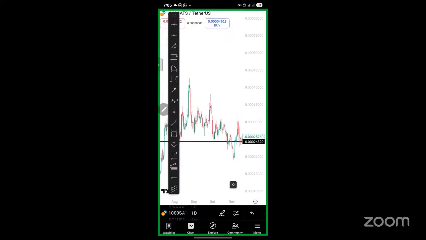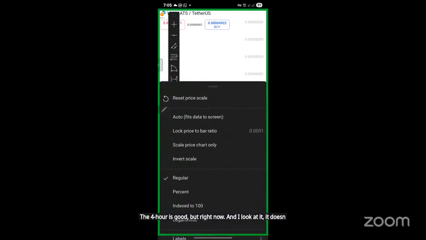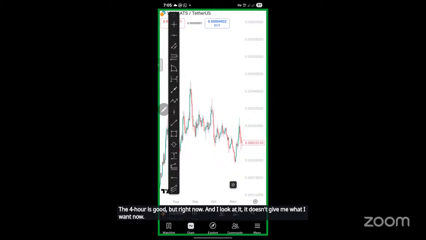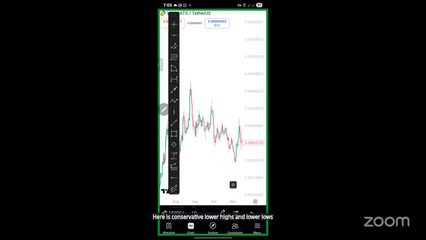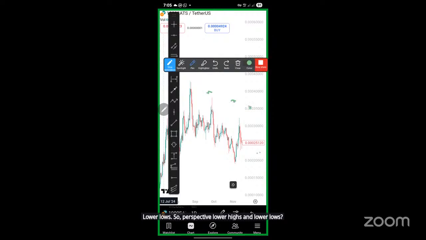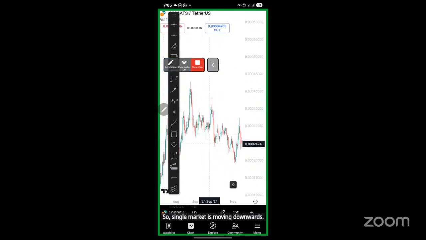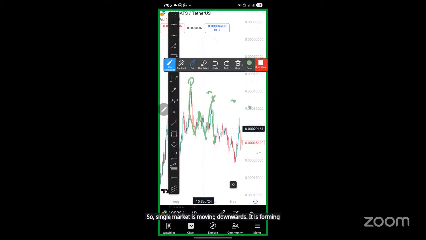Yes, the 4 hour is good, but right now, when I look at it, it doesn't give me what I want. Here is consecutive lower highs and lower lows. This is the high, this is the low. Market moves up, it taps here, moves up, it taps here. So since the market is moving downwards, it is forming lower highs and lower lows.